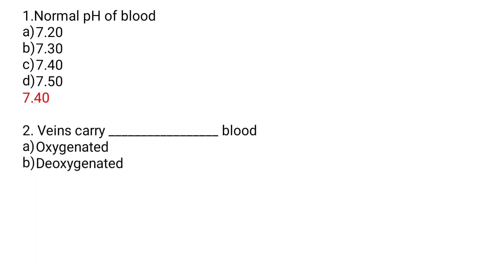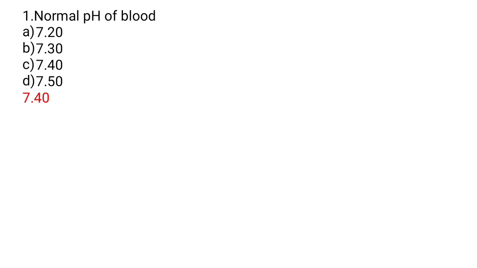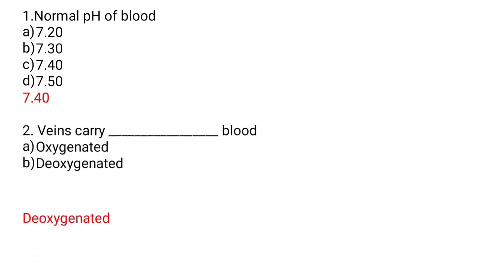Second one, veins carry dash blood. A. Oxygenated. B. Deoxygenated. So veins carry deoxygenated blood. Remember, arteries carry oxygenated blood. But here one more thing you need to remember. Pulmonary veins carry oxygenated blood, whereas pulmonary arteries carry deoxygenated blood. So it will be opposite in case of pulmonary veins and arteries.